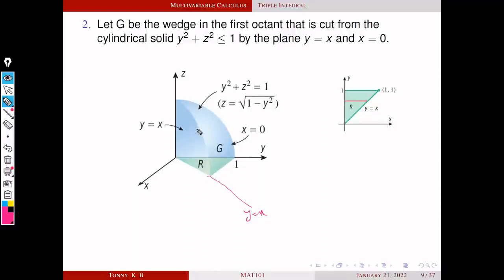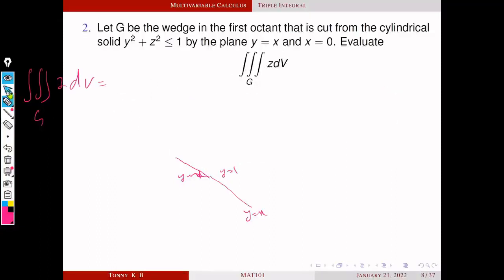So we have to integrate over the solid, and we know that the equation of this straight line, this portion, is y is equal to x. Okay, and what about this one? This is y is equal to 1. Okay, so we can draw. So next we have to set up this triple integration. So what about our triple integral? Triple integral over G. Okay, this is our triple integral.